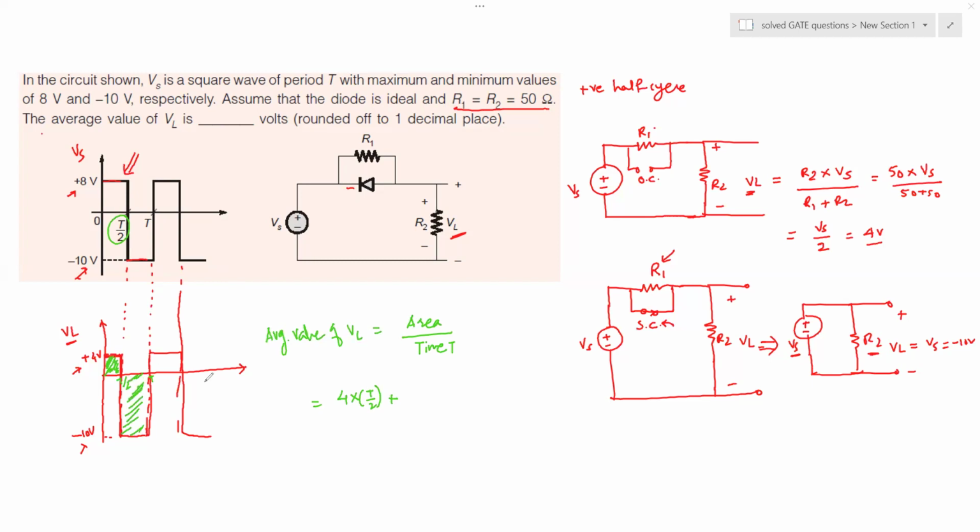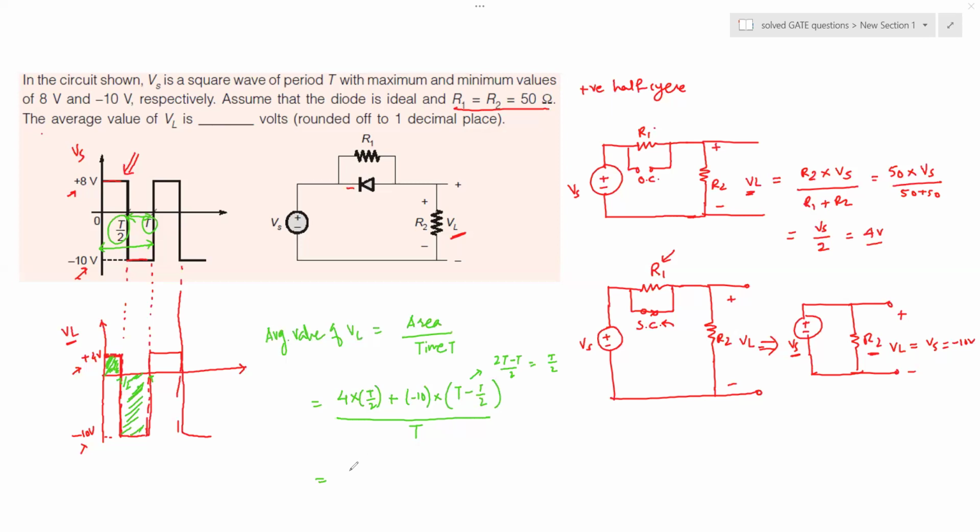The area of this waveform can be computed again by the amplitude multiplied by the time, right? So here is minus 10 volt multiplied by T minus T by 2. So from T by 2 to T, this time period actually is again T by 2. Okay, so this term is 2T minus T divided by 2, so it will be T by 2 again. Like I said, this is divided by the total time period T, that is from this end to this end.